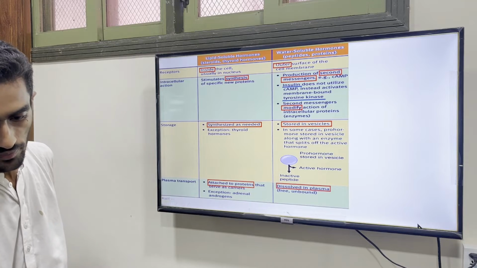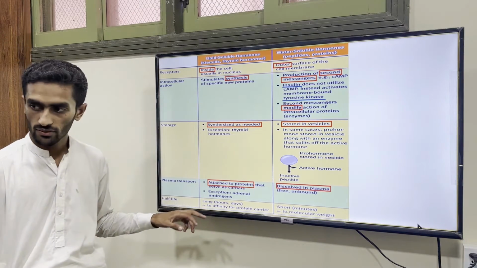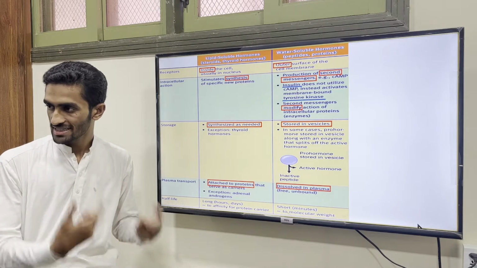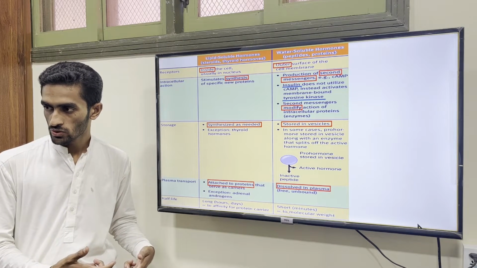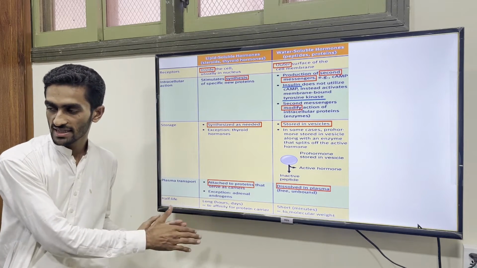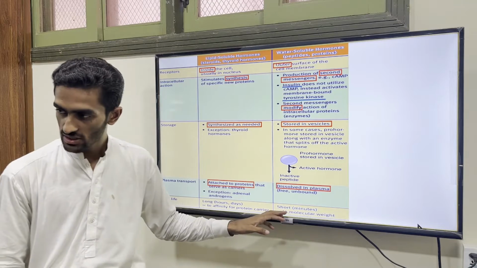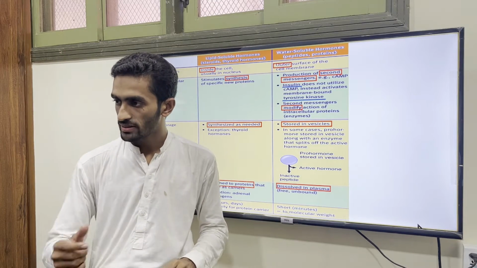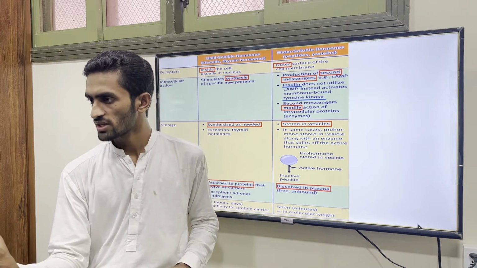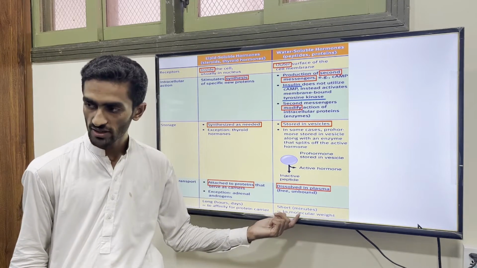So if you look at the half-life, because it takes time to synthesize them, because of the new protein synthesis, their half-life is longer. But because they are stored for when they have to perform their job, their need is short. So that's why their half-life is short.